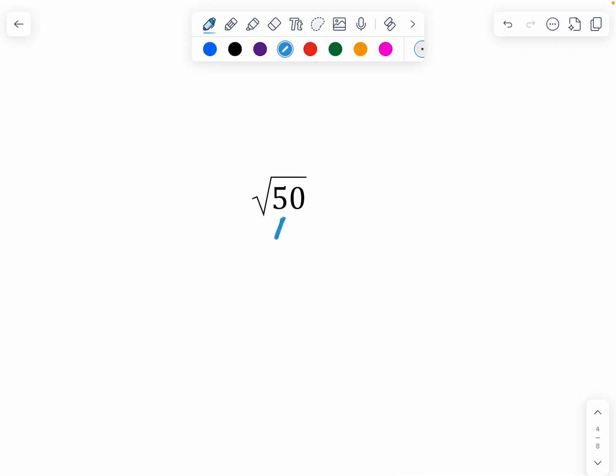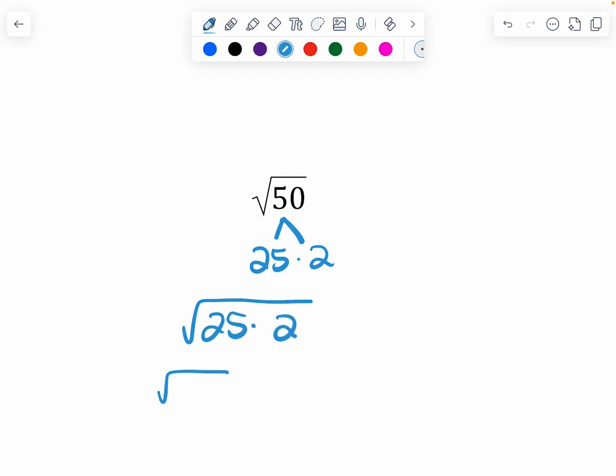50. Well, 4 does not go into 50. 9 does not go into 50. 16 does not go into 50. But guess what? 25 does. And it goes in 2 times. So if I was to rewrite that, that would be 25 times 2. The square root of 25 times the square root of 2 will get you 5 radical 2.